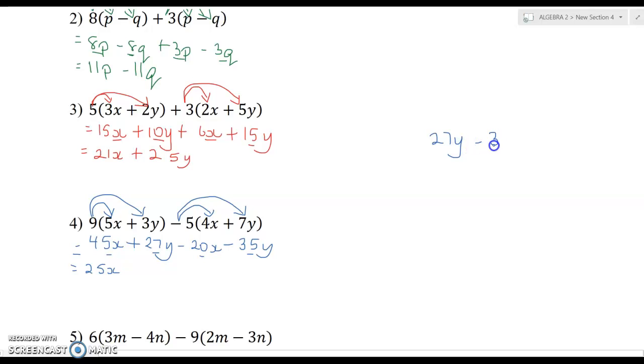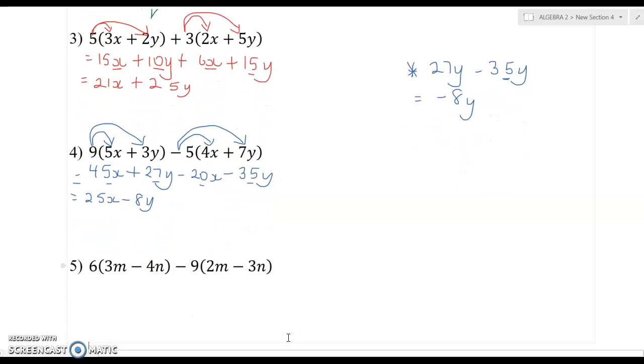27y, take away 35y. Remember I told you, the negative sign is attached to the bigger number, which is the 35 here. So your answer is automatically going to be negative. And 35 take away 27 will give me how much? That will give me 8. So I'll get minus 8y. And that's that there.